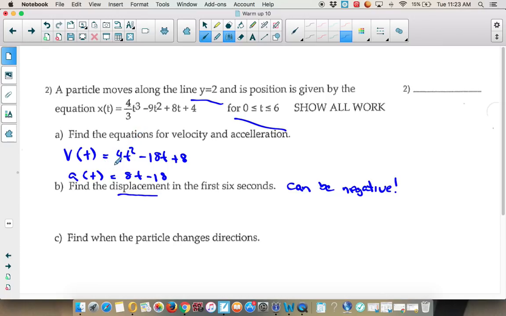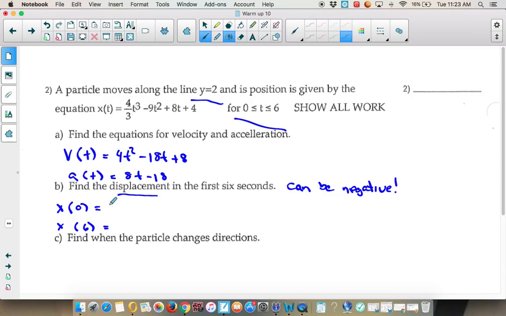Okay, if I'm asking about how fast or when it changes directions, I go to velocity. But any position question has to go back to your original position. Okay, I'm going to find in the first 10 seconds, so I know my times. So I need to find my position at 0, and I need to find my position at 6. I don't really care at this point about everything that happened in between.